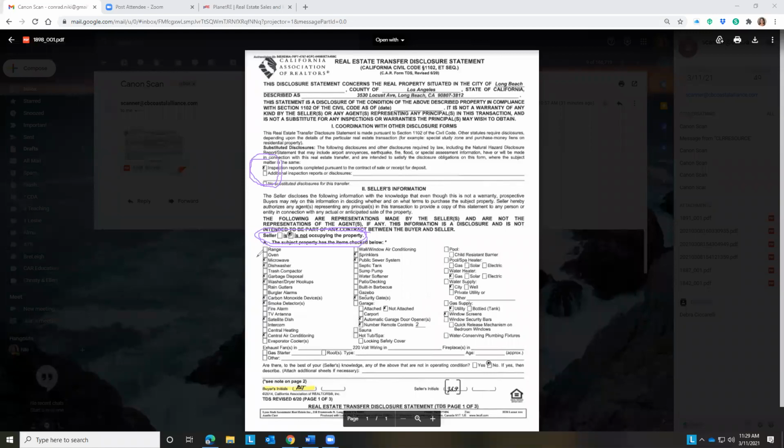There's no range or oven at this house. I don't know if that's possible. They did do what most people forget, which is the number of remote openers.